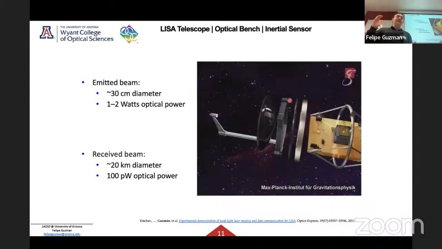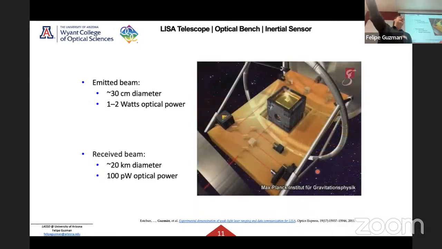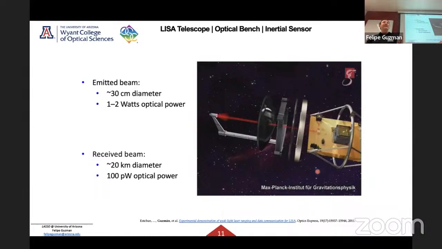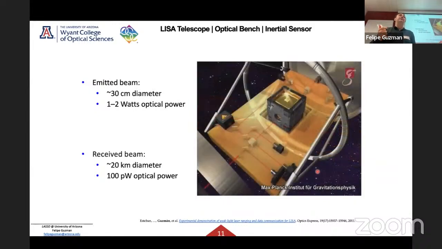So the telescope, this piece here called the LISA telescope, has an aperture of about 30 centimeters. So the laser beam coming out of the spacecraft has 30 centimeters. By the time it arrives at the far spacecraft 2.5 million kilometers later, it has a diameter of 15 kilometers. So, of course, the spacecraft is not out there, and we need to perform this picometer level interferometry with about a few hundred picowatts of power. That is challenging, but it's been demonstrated in the lab.